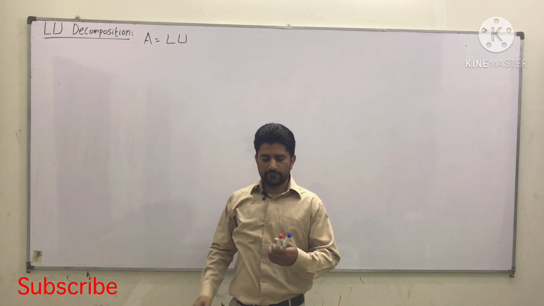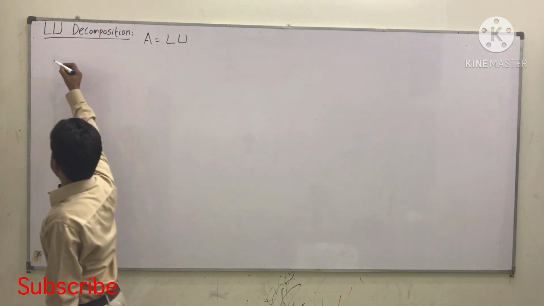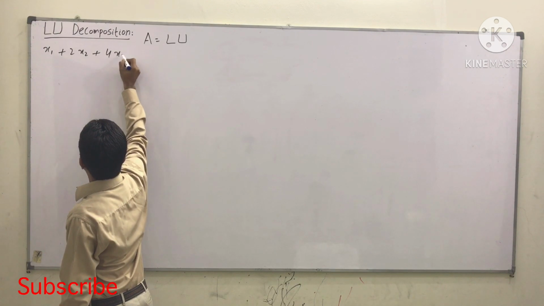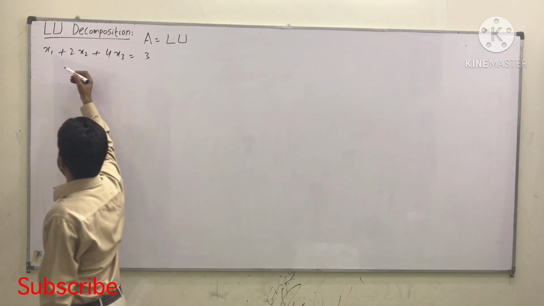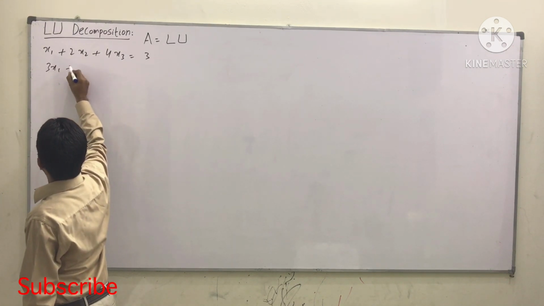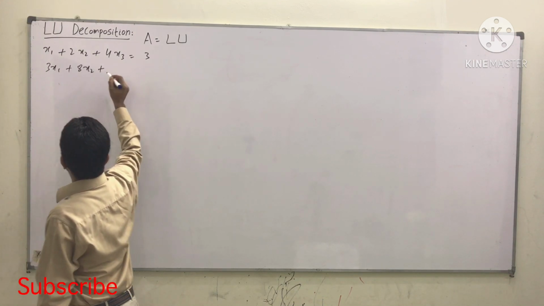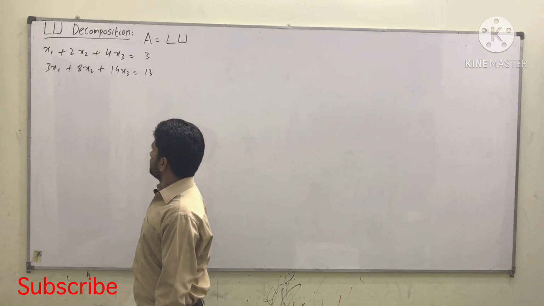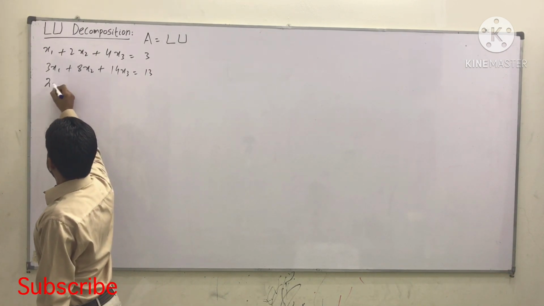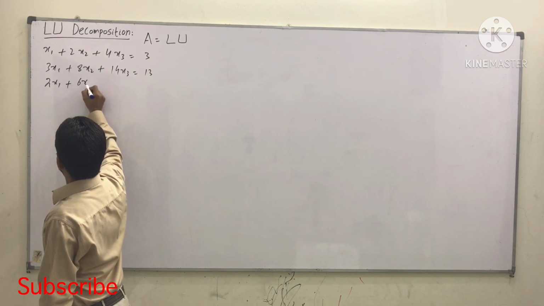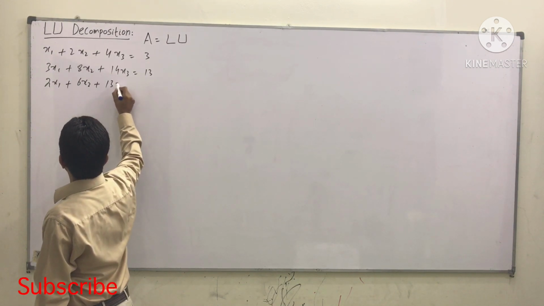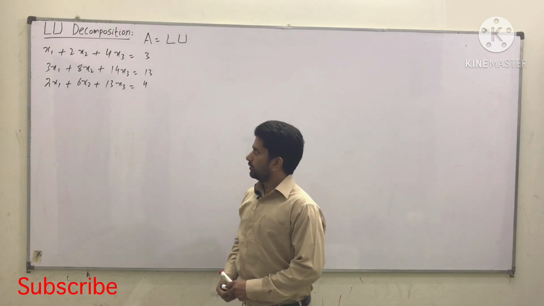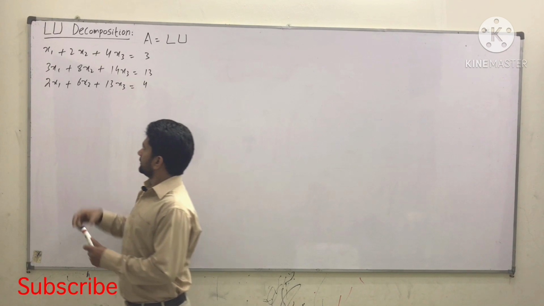For example, we have a question. Suppose x1 plus 2 times x2 plus 4x3 equals 3, and the second equation is 3x1 plus 8x2 plus 14x3 equals 13, and one more equation, 2 times x1 plus 6x2 plus 13 times x3 equals 4. First we write the coefficient matrix.